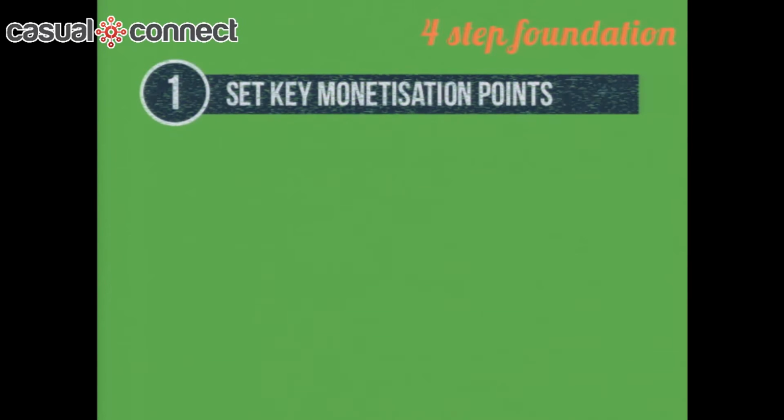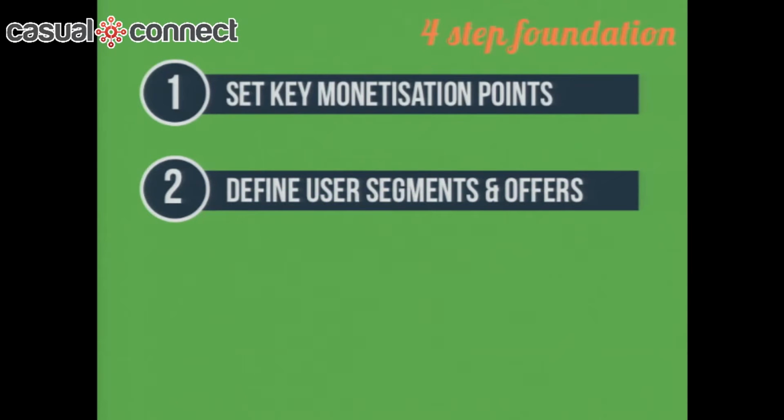So a couple of the foundations tied to player-centric monetization. One is setting key monetization points in the game, so knowing where you want to trigger an IAP or an ad. Using your user segments, your cohorts, your player segments, looking at player behavior and then triggering the right IAP or offer. That could be anything from looking at currency balances, knowing what they last purchased, knowing what level they're at, and then putting that right offer in front of them at the right time.